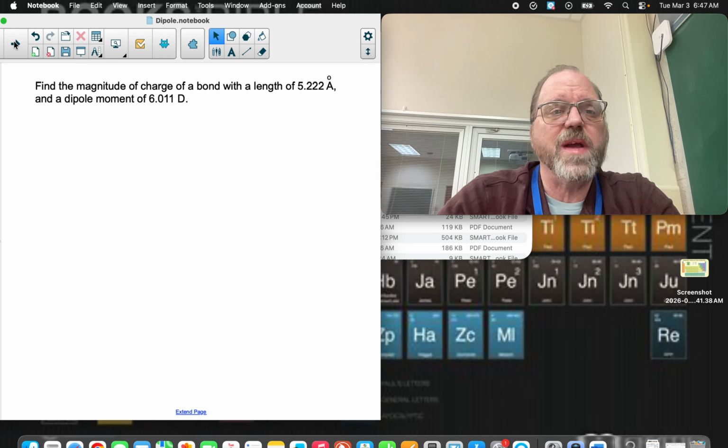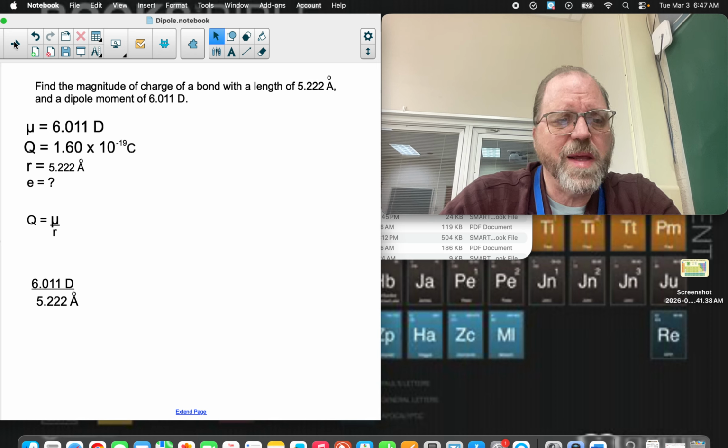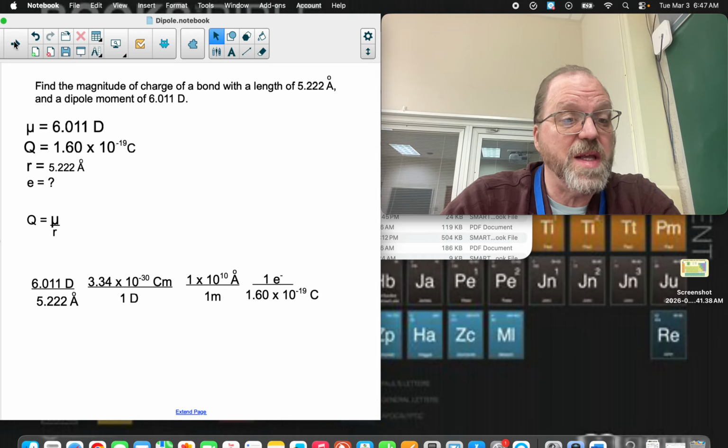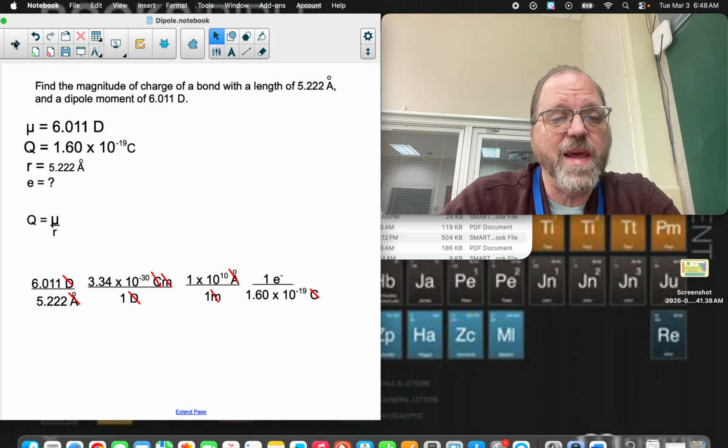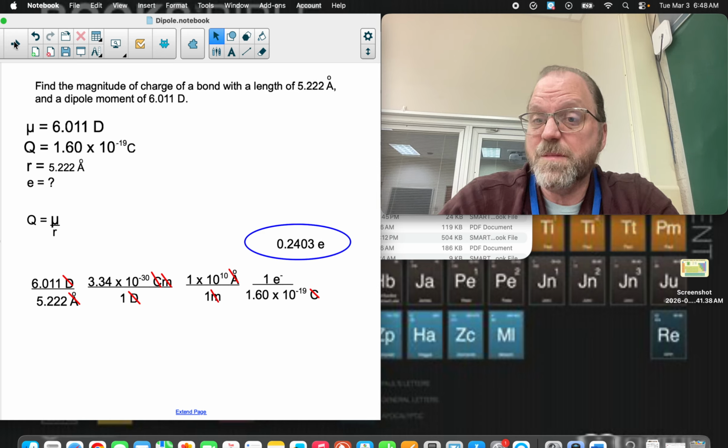All right, so here we go. Find the magnitude of charge. Those are our values. Rearrange the equation, plug them in, convert my Debyes into coulomb meters, my meters into angstroms, and my coulombs into e's, and my angstroms are going to cross out as well. Left with e's. The answer is 0.2403 e. That's it. Hopefully not too bad.